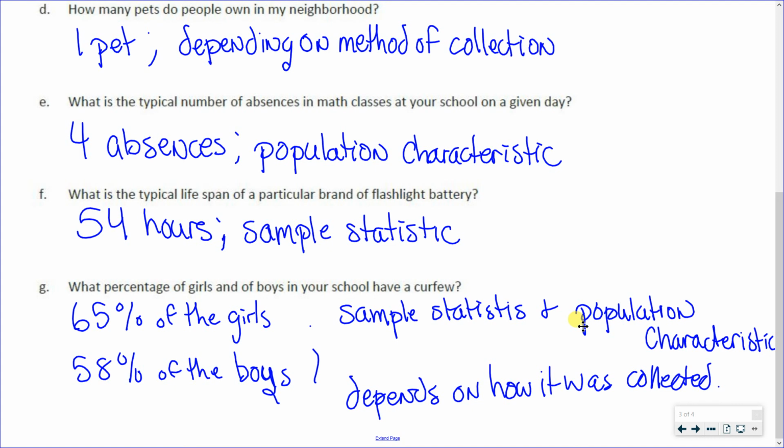All right? 7.2, 7.3, and 7.4, your homework is going to be problem set questions 1 and 2. 7.1, your homework is going to be exercises 6 through 8 in problem set 1 and 2.